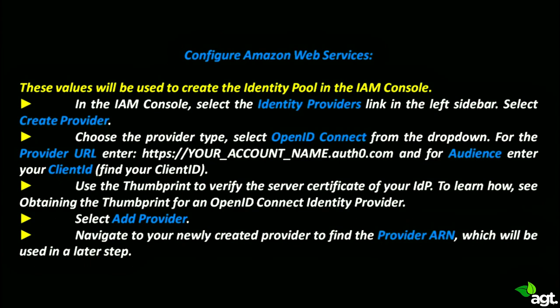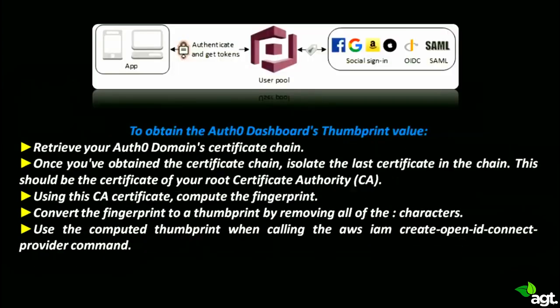To learn how, check out obtaining the thumbprint for an OpenID Connect identity provider from the website. Then select Add Provider and navigate to your newly created provider to find the provider ARN, which will be used in a later step. It's not necessary to set up an IAM role after creating the identity provider. If you don't have one already, Cognito will create a default IAM role in the next step.